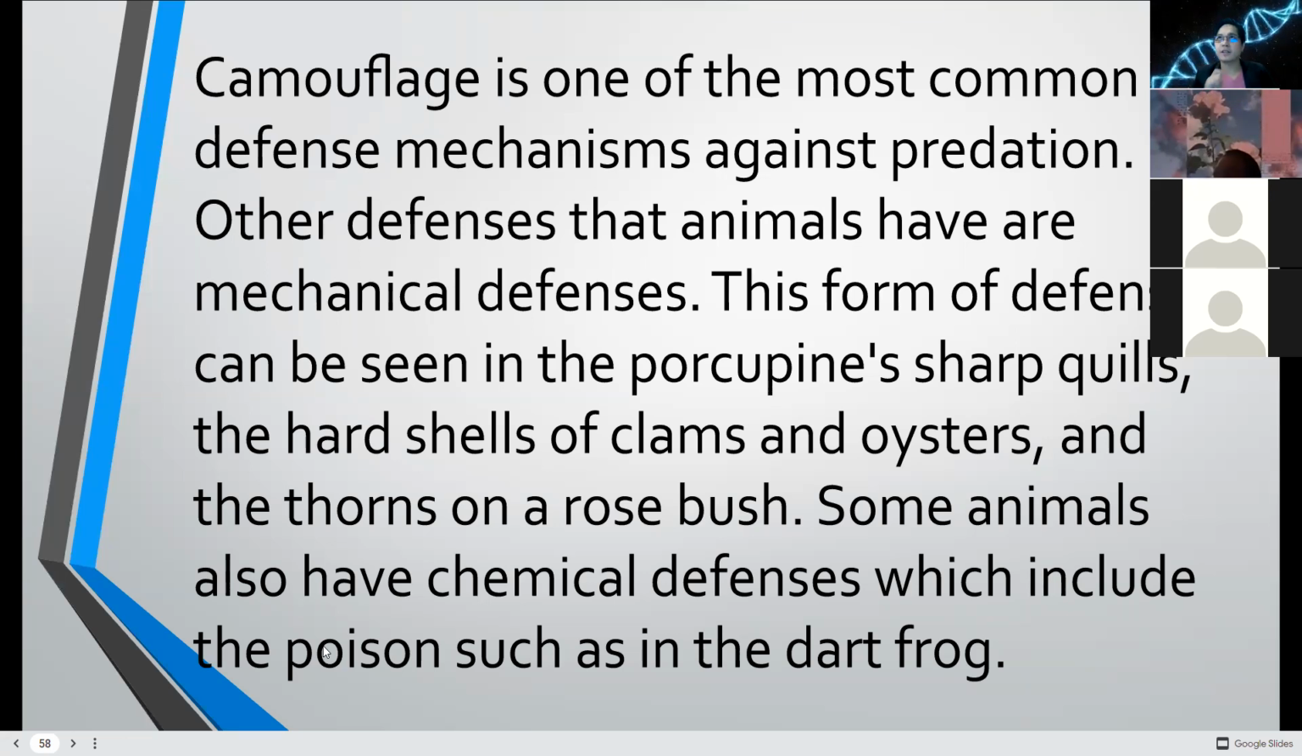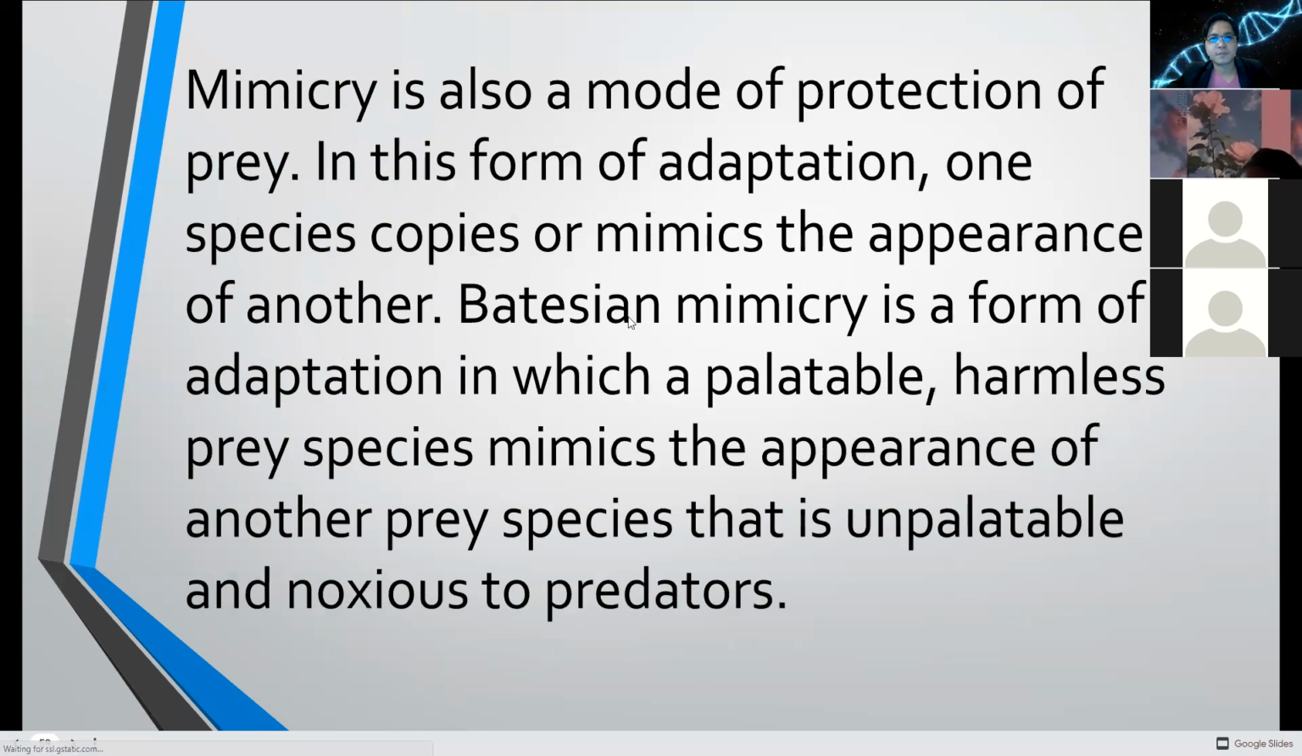They release this poison if they are touched. Take note, the poison dart frog has a large poison gland in its head area. They release it if they are touched by any organism. That is their protection. Mimicry is also a mode of protection of prey. In this form of adaptation, one species copies or mimics the appearance of another. For example, have you seen a bug which looks like a leaf, but it does move?